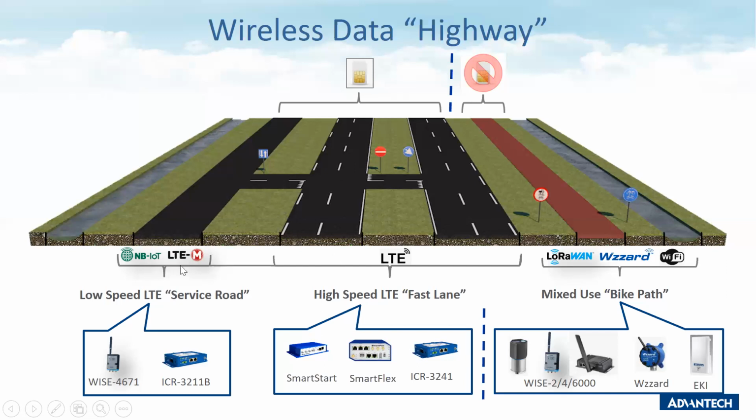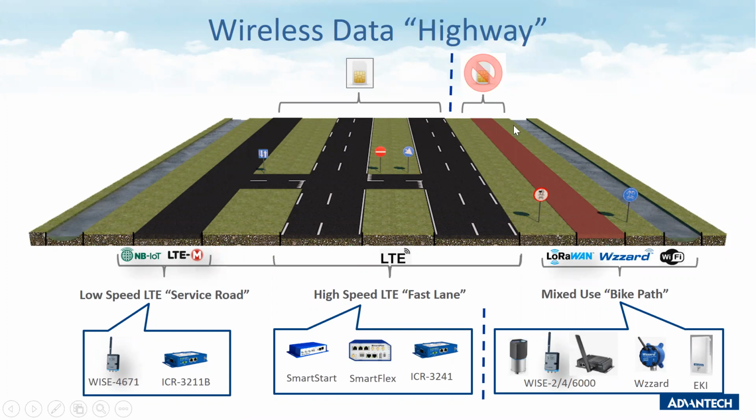The carriers also, like all highways, have a service road. It's part of the highway infrastructure. You still have to use a SIM card, but you can't go as fast, and it doesn't require as much power to use it. That's kind of like a service road, and that's LTE-M and narrowband IoT. We'll talk about those. That technology is used by our WISE product line and our ICR.